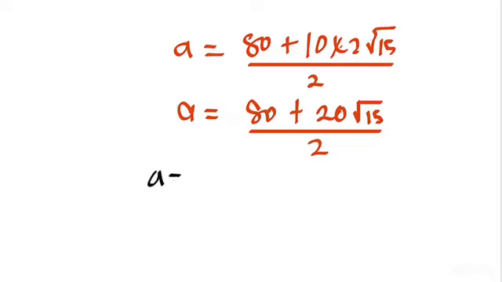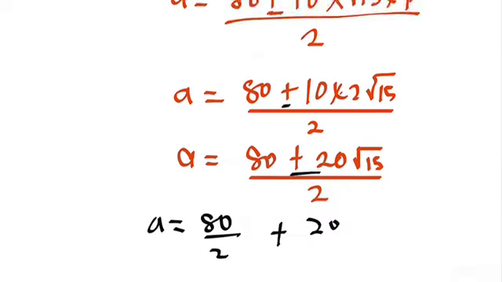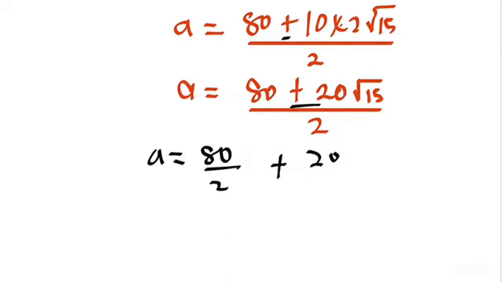We're going to have A will be 80 divided by 2, then plus 20, plus or minus. Don't forget plus or minus. Okay, plus or minus, then plus or minus divided by what? Divided by 2 root what? Root 15. So this, we cancel this.